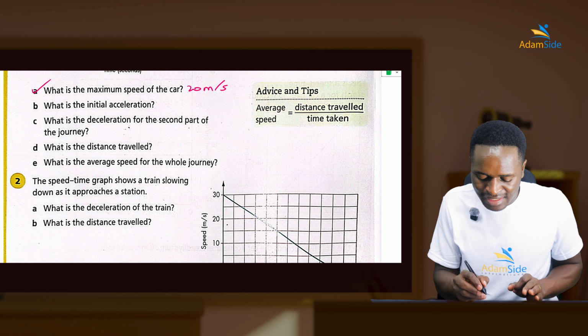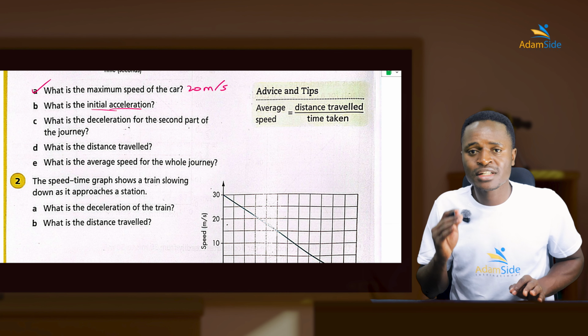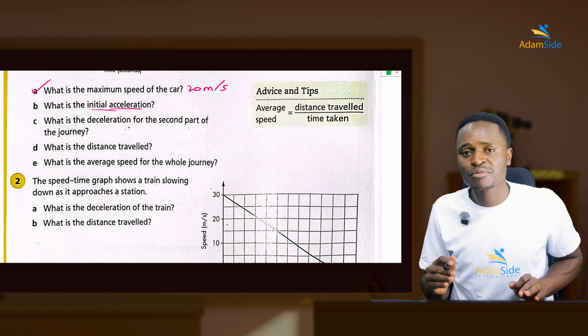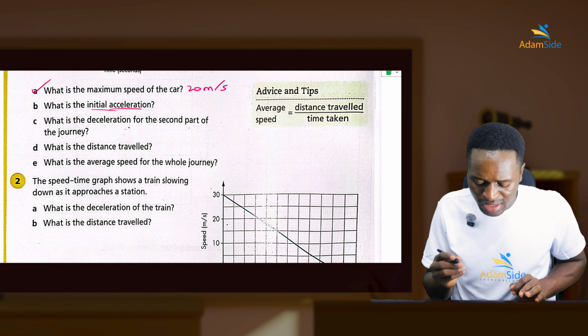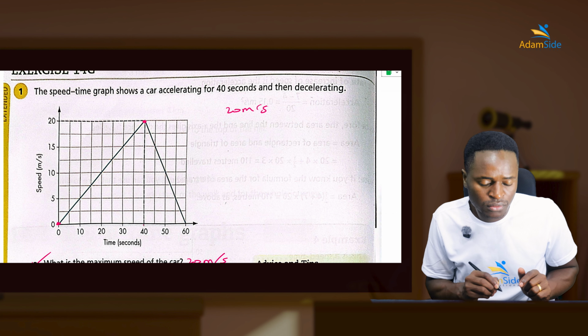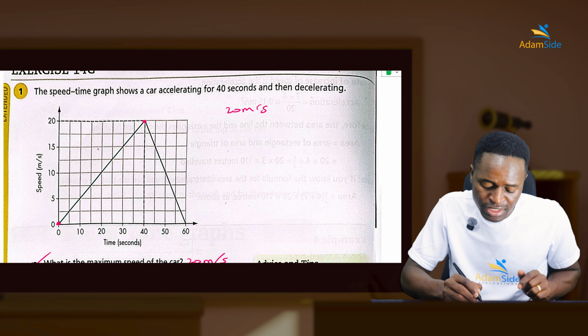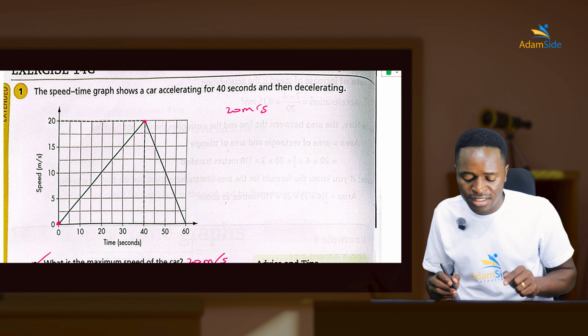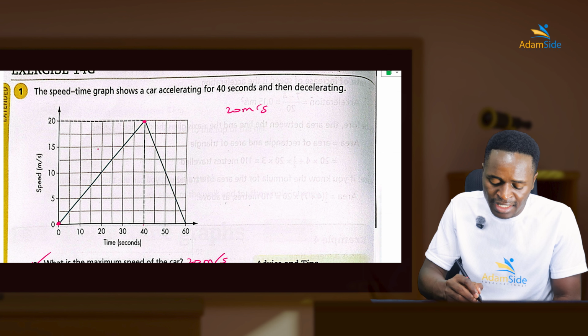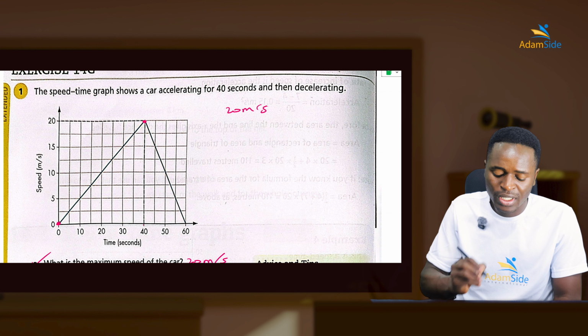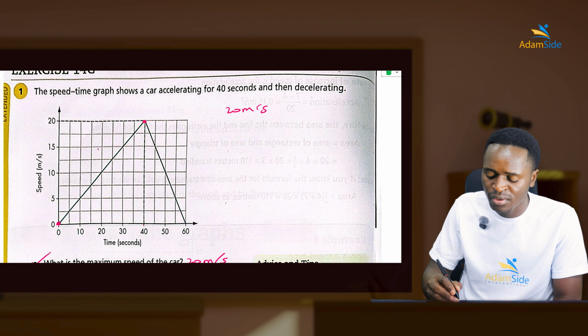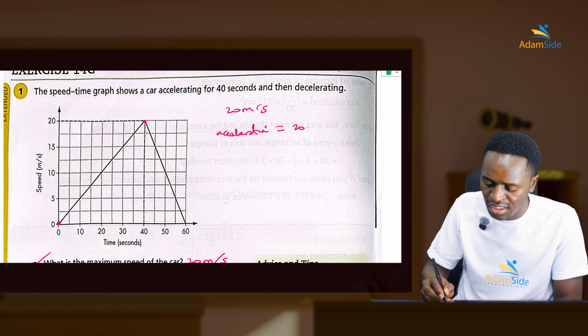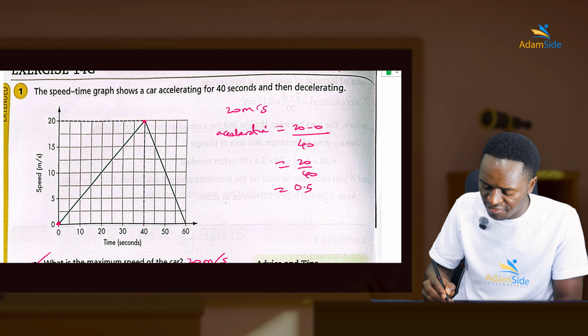What is the initial acceleration? We know acceleration is the rate at which speed changes per given time. Let's go to the curve. The speed here is 0, then it went up to 20. So the initial acceleration will be 20 minus 0 divided by 40, which is 20 over 40, which is 0.5 meters per second squared.